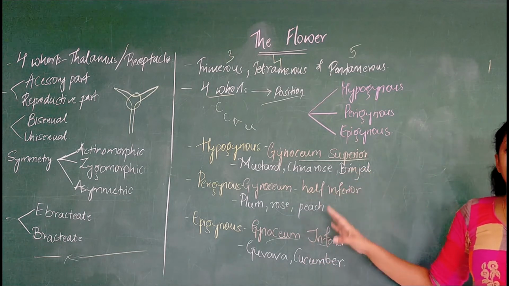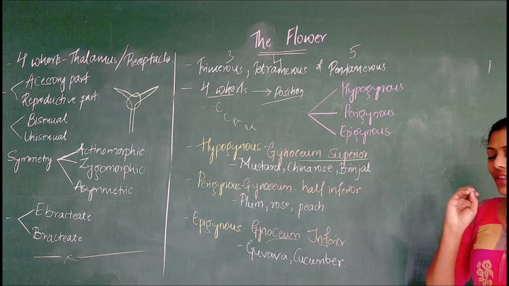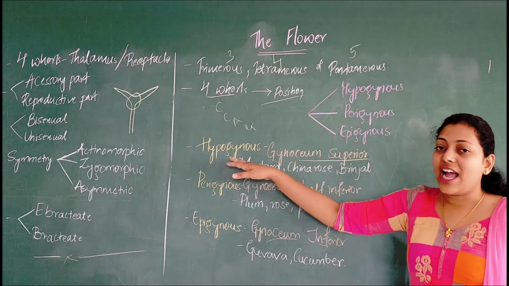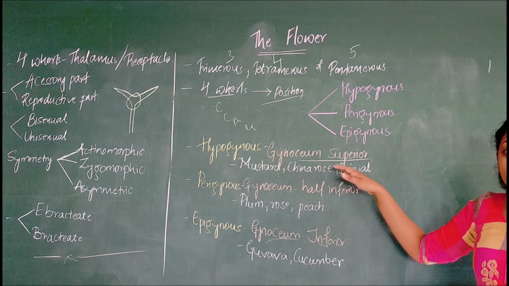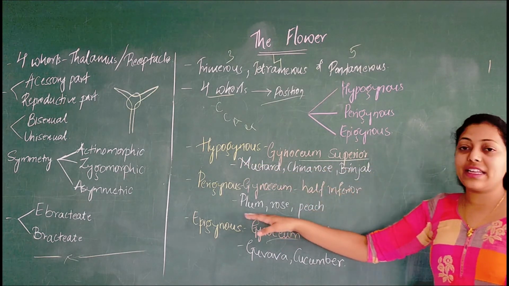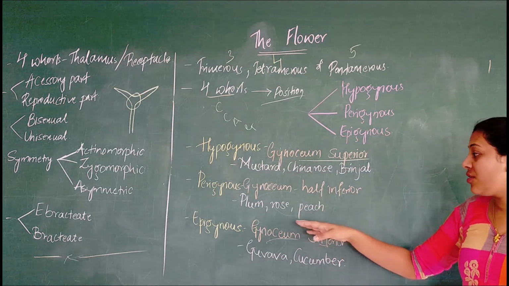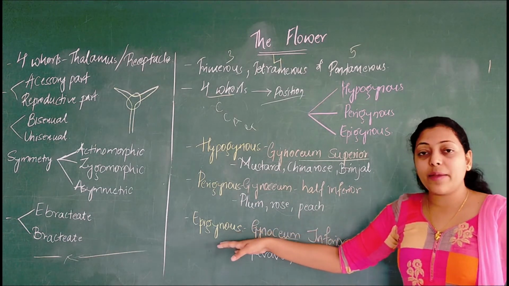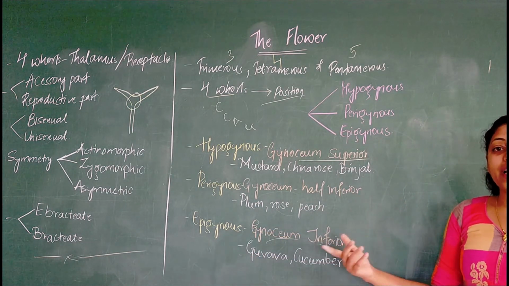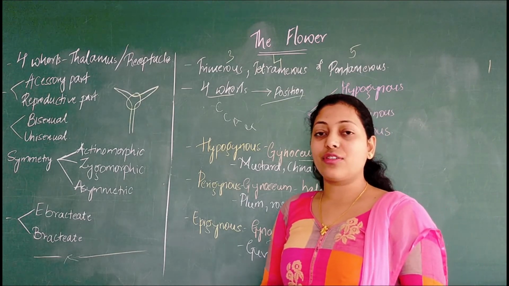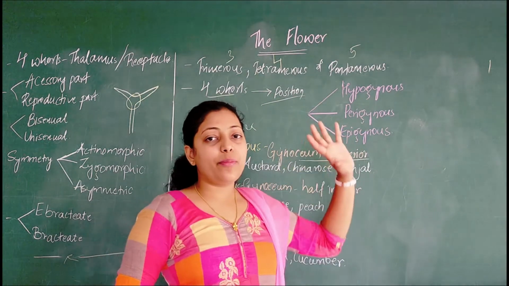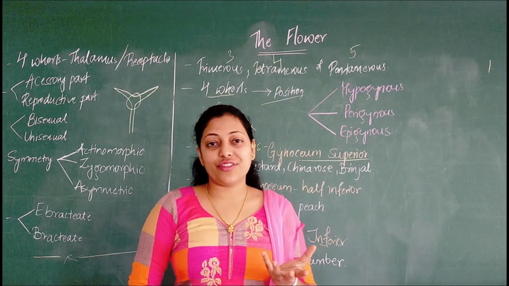So examples are a must to remember. It is quite simple. Hypogynous consists of mustard, china rose and brinjal. Perigynous consists of plum, rose and peach flowers, and then epigynous consists of cucumber and guava plant flowers. Is it clear? So this is all about the flower, the general introduction of the flower.